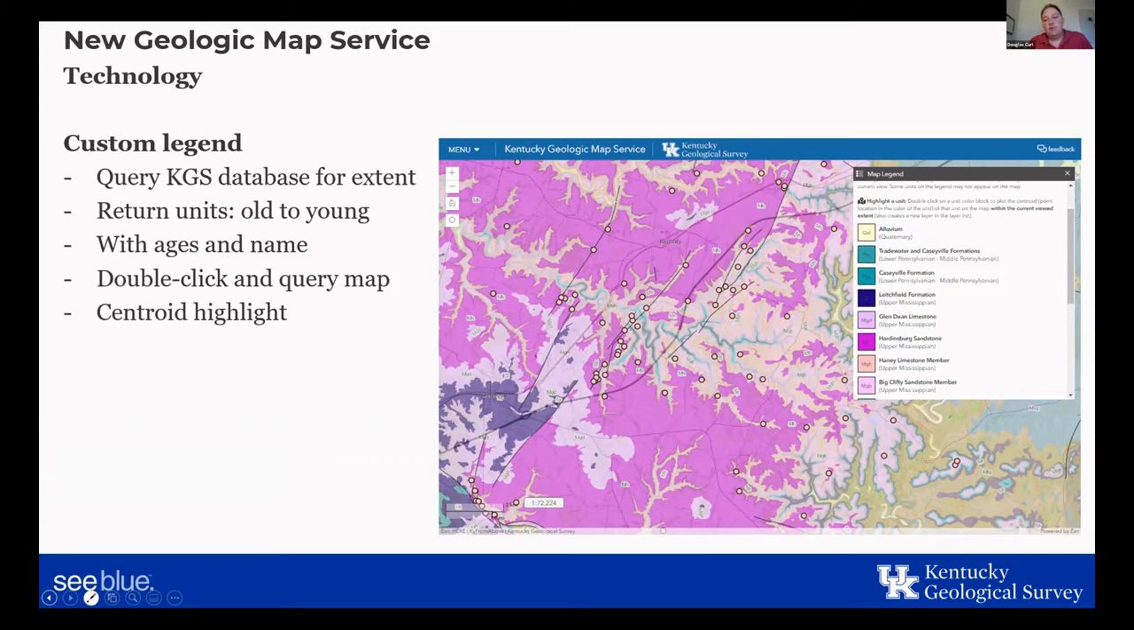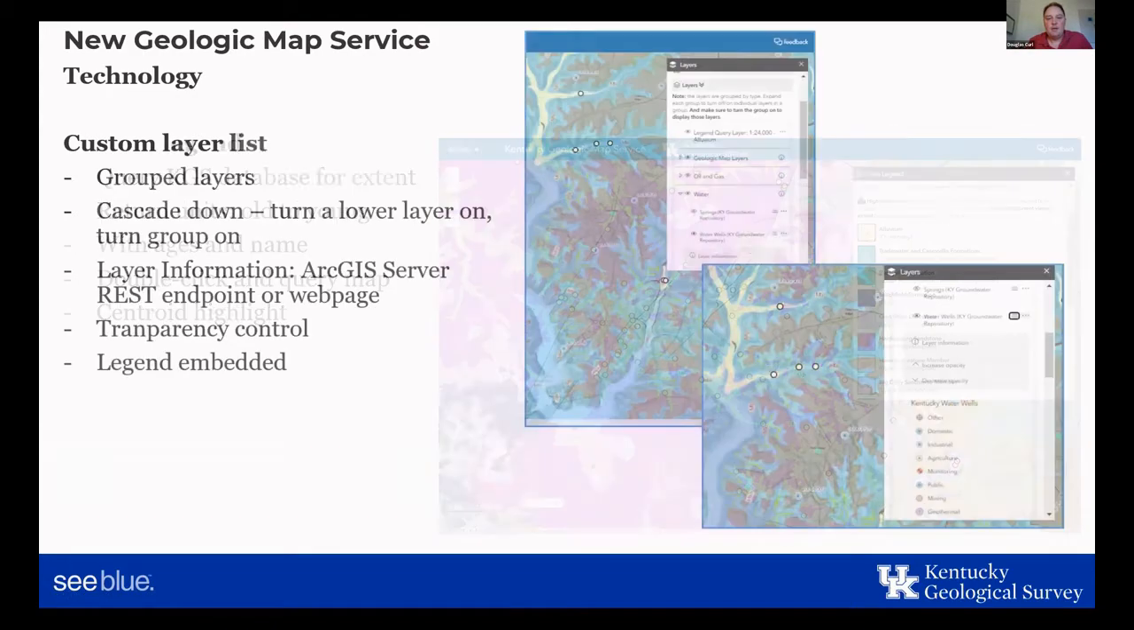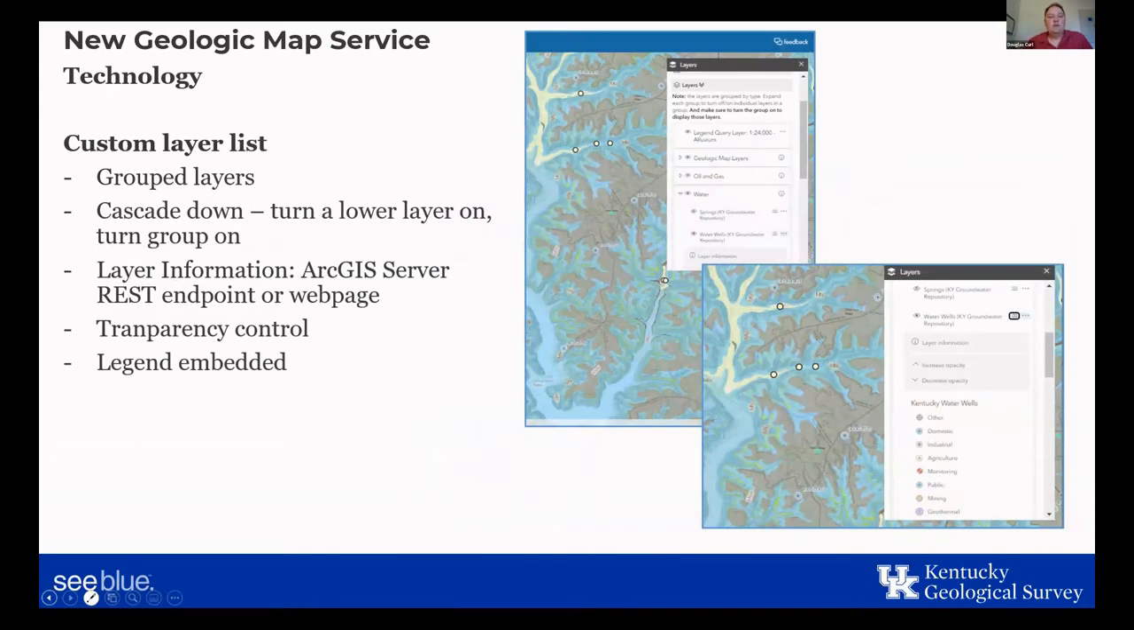And then we also put a new little feature in here that you can double click the color of the map unit, and it'll actually highlight the centroid of those polygons. We use the layer functionality from the JavaScript API to create a group layer, so it looks like a GIS. So you cascade down into different types of features. Like oil and gas features are together, and water features are together, geologic map features. And then we also link from that layer list to the REST endpoint or a web page that gives metadata and information about each of those layers. Of course, it has transparency control, and the legend for each layer is embedded in the layer list.